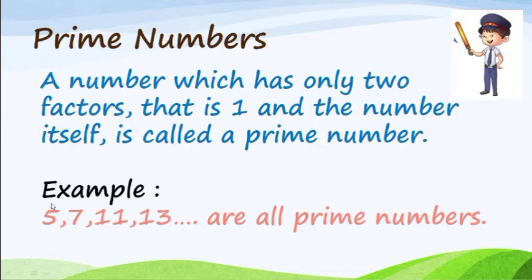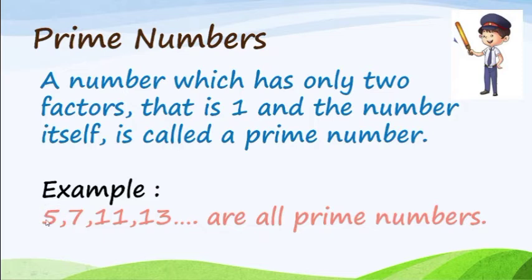If I look at 5, 5 will have a factor of 1 and a factor of 5. Why are we saying this? Because 5 is completely divisible by 1 and 5 is completely divisible by itself. Only two tables are there in which 5 occurs. One table is the number 1 and the other table is the number itself.